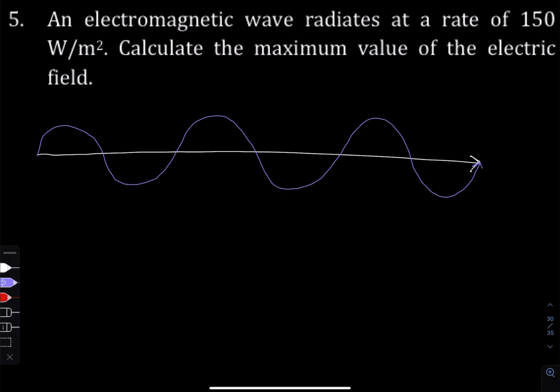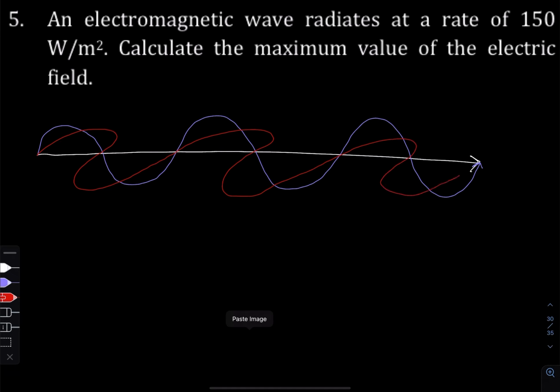Right? It's also going to have what's called a magnetic component. So the magnetic field of it is going to be kind of perpendicular to this, and it's also going to go up and down and up and down in these directions. Now, let me make sure I've drawn that correctly. Yeah. So they kind of travel together in that way.